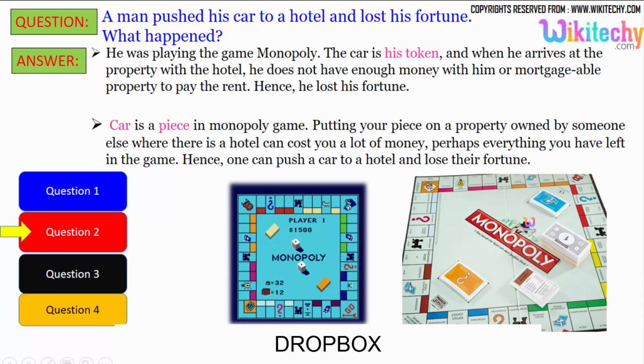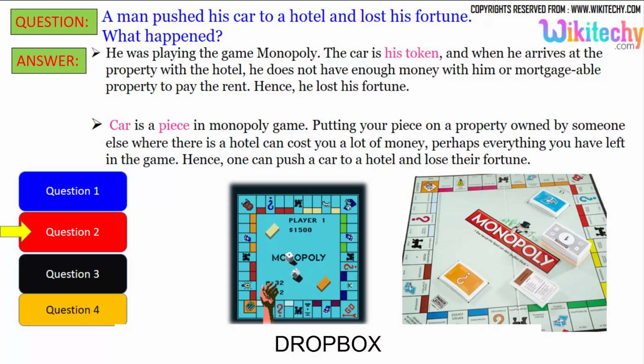So he's playing the game Monopoly. Car is a piece in the Monopoly game, simple. He was playing the game Monopoly. The car is his token. And when he arrives at the property with the hotel, he does not have enough money with him or mortgageable property to pay the rent. Hence, he lost his fortune.